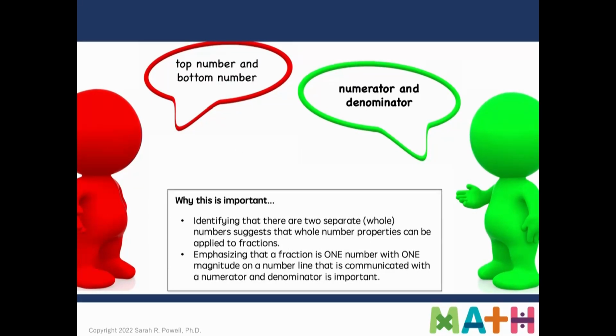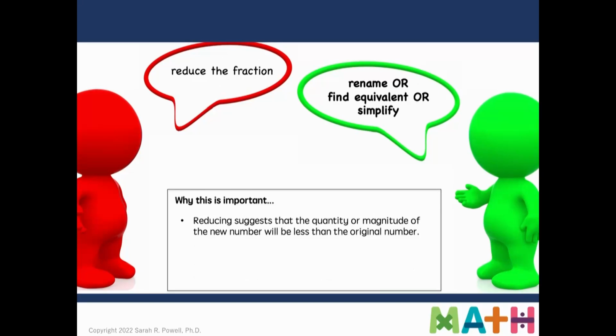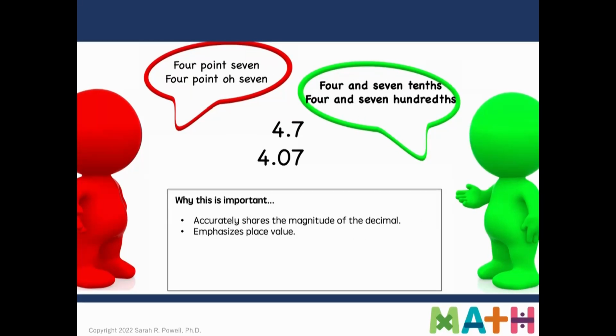Instead of talking about fractions, where I have this top number and this bottom number, let's talk about the numerator and the denominator. Instead of asking students to reduce a fraction, that might indicate that I'm changing the value of the fraction. That's not the case. Let's ask students to rename the fraction or find an equivalent fraction or to simplify the fraction. Instead of asking students to read this as 4.7, that's pretty much just as I would write it on my paper, let's talk about this as 4 7/10. That really emphasizes the place value of that number.